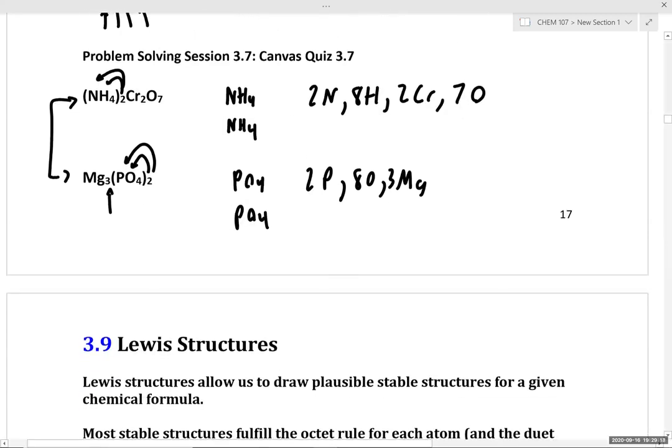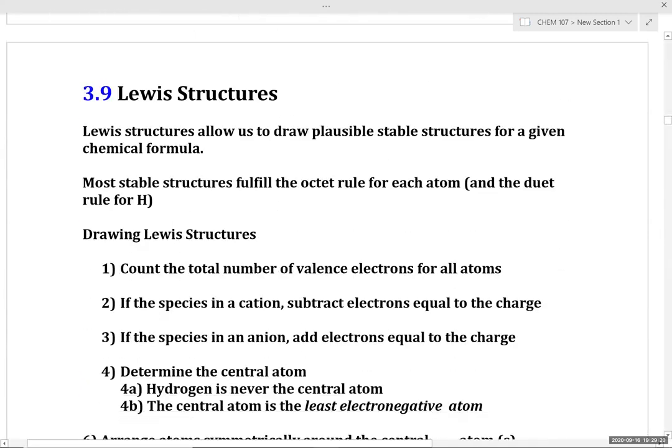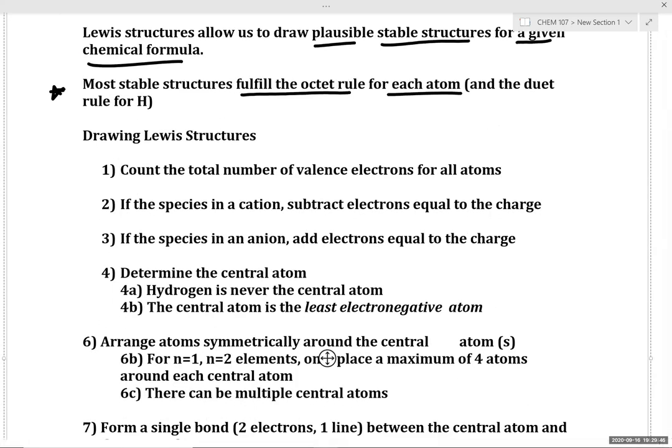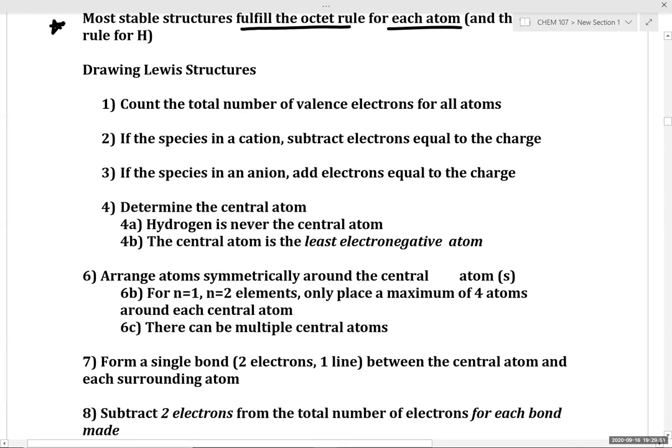Okay, so let's keep going now and let's talk about Lewis structures. This is probably one of the most important sections in the early part of this class to set you up for success in the organic portion of allied health. Lewis structures allow us to draw plausible, stable structures for a chemical formula. And most stable structures will fulfill the octet rule for each atom. So here's the step-by-step procedure. And don't worry if it seems like a lot at first glance. I just want to have it as a step-by-step guide so you can print this page out if you want and just have it while you're working on problems.